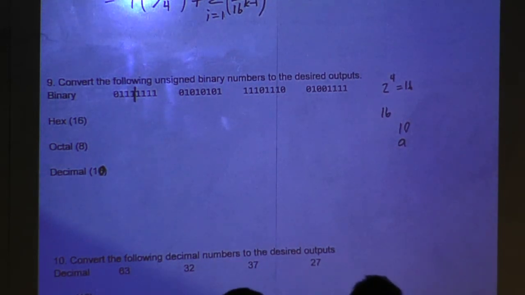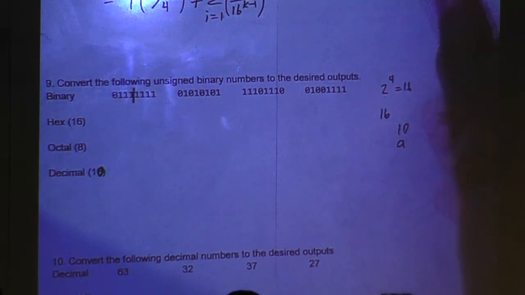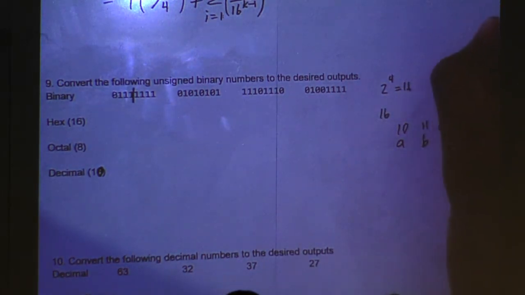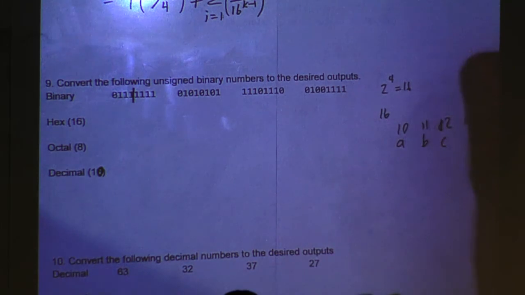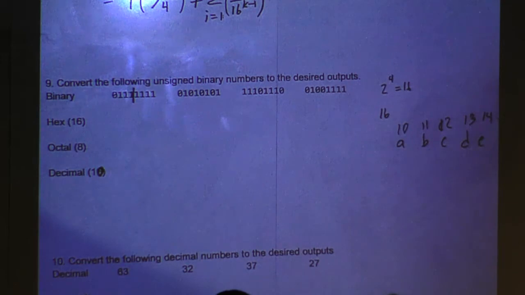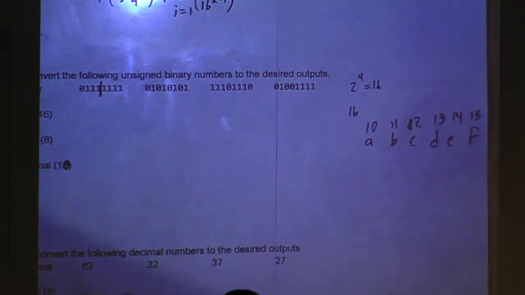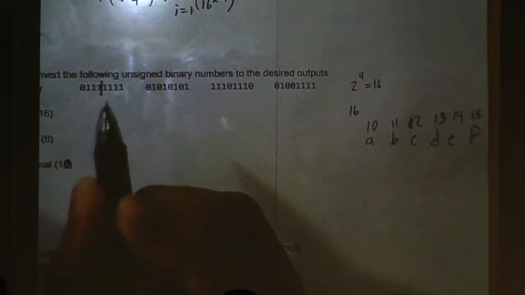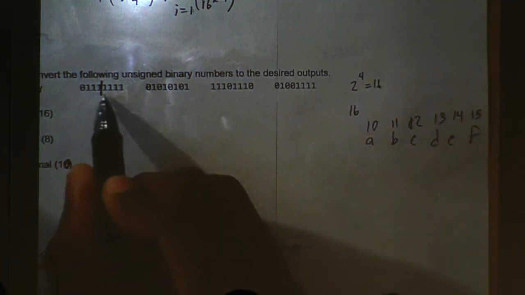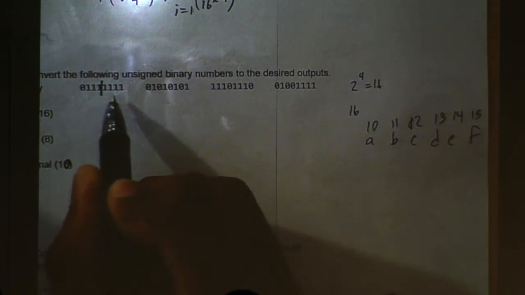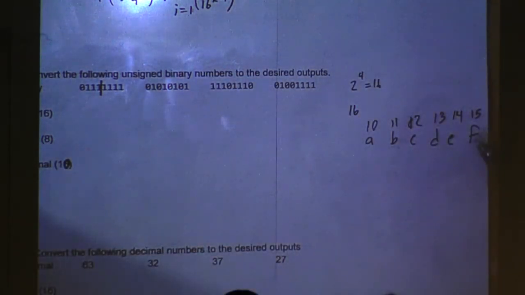through F. Is it always lowercase? It can be upper or lowercase. It's the same thing both ways, regardless of how you write it. So 11 is going to be B, 12 is going to be C, 13 is going to be D, 14 is going to be E, and 15 is going to be F. So using 4 binary values, this is going to give you the largest hexadecimal value, which is F.